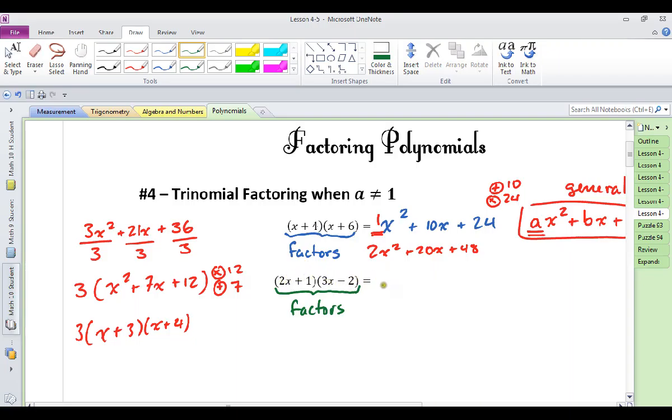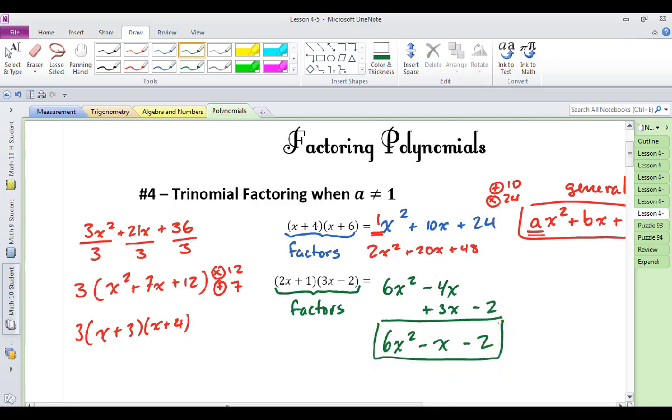What is 2x times 3x? 6x squared. What is 2x times negative 2? Negative 4x. What is 1 times 3? Positive 3x. And what is 1 times negative 2? Negative 2. And then we put this into a trinomial, which is, of course, 6x squared minus x minus 2. Is everybody okay with that?